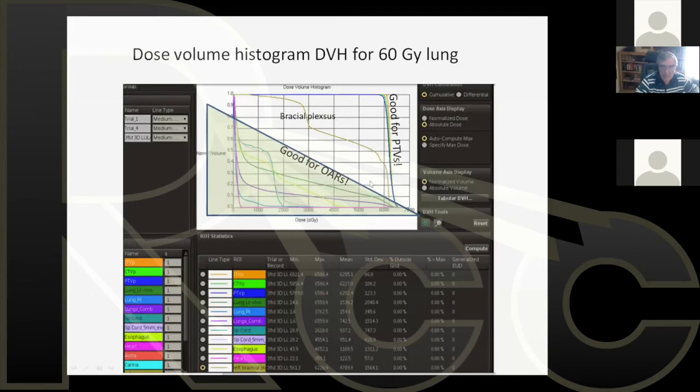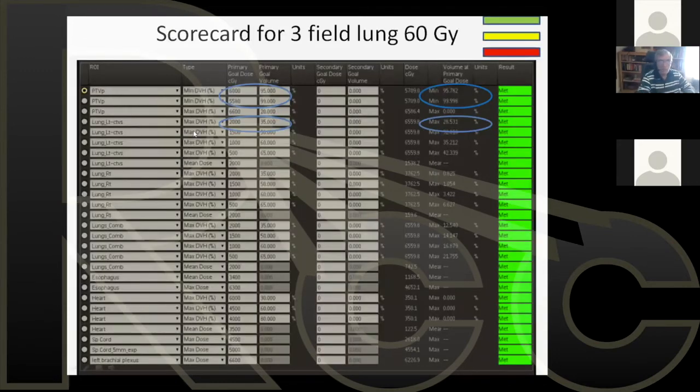The planning system that we use is a Philips Pinnacle planning system, and it has the ability to give very detailed statistics called a scorecard for how we're doing, how we evaluate the plan. Now look, I've put circles around several of the important ones. Here's the PTV for the primary. The PTV, remember, 60 gray had to go to 95%. How did we do?